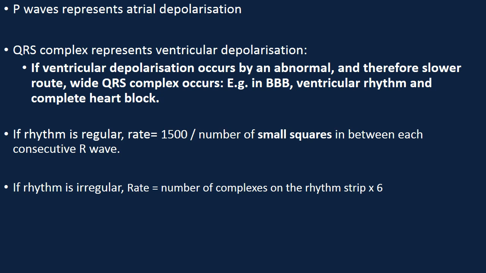And if the rhythm is regular, you check with the paper, map it out. If it's regular, then use this formula. And if it's irregular, so the markings don't match, then use this formula: number of complexes on the rhythm strip times 6. The reason for this formula is because the rhythm strip runs for 10 seconds. Count the number of complexes on it, and if you multiply by 6, you'll be finding how many you have in 60 seconds.